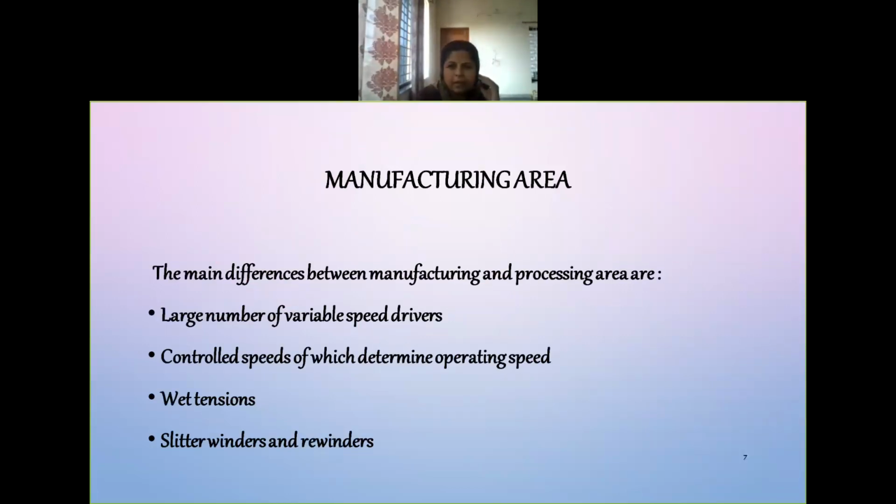Good evening to one and all. Let us discuss the manufacturing area. The main difference between manufacturing and processing area is a large number of variables, speed drivers, controlled speed which determines operating speed, wet tensions, slitters, winders, and rewinders. Next slide.